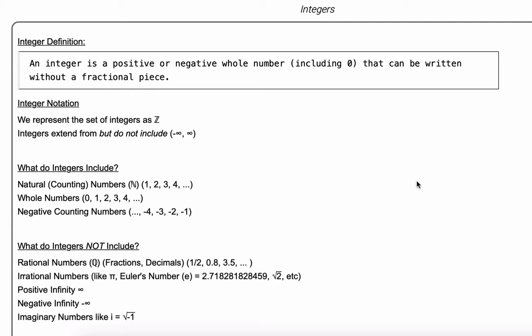An integer is a positive or negative whole number, including 0, that can be written without a fractional piece. Now, how do we represent integers? If you see this little symbol here, double line Z, that represents the set of all integers. Now, it's important to note that integers extend from, but do not include, negative infinity and positive infinity.